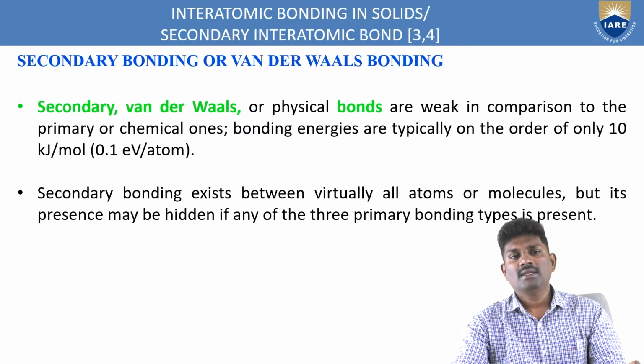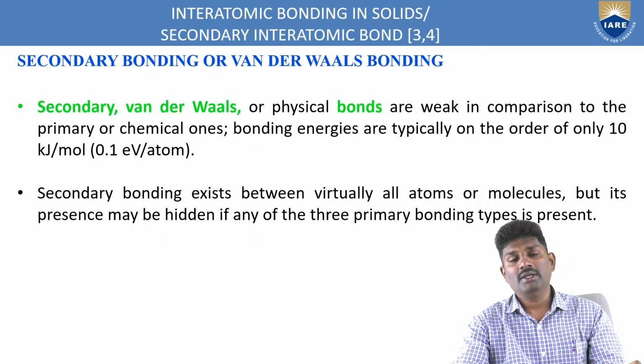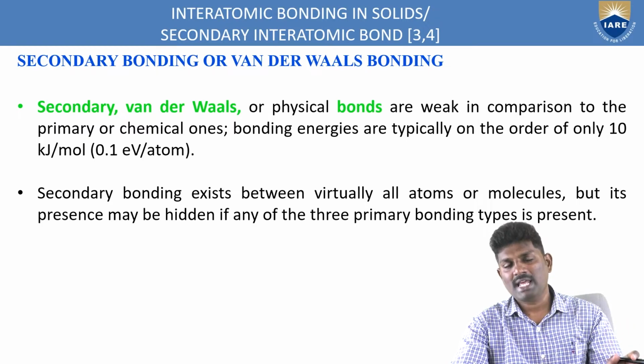And coming to the second category of the bonding, we have the secondary bonding. This is also called a van der Waals bonding energy. In primary we have three, that is the ionic, covalent and metallic bonding. And coming to the secondary bonding, we have different types based upon the nature of the bonding.